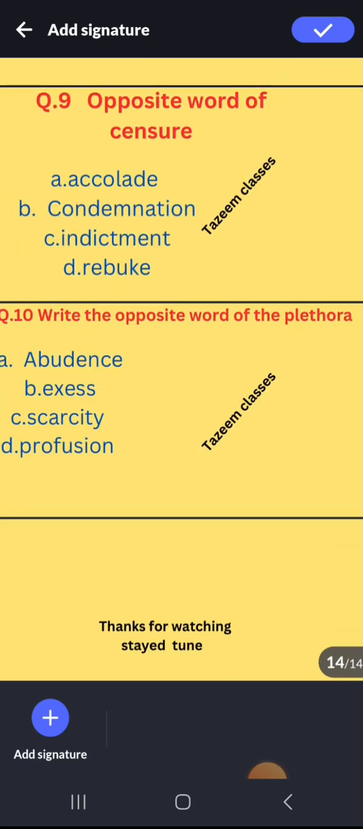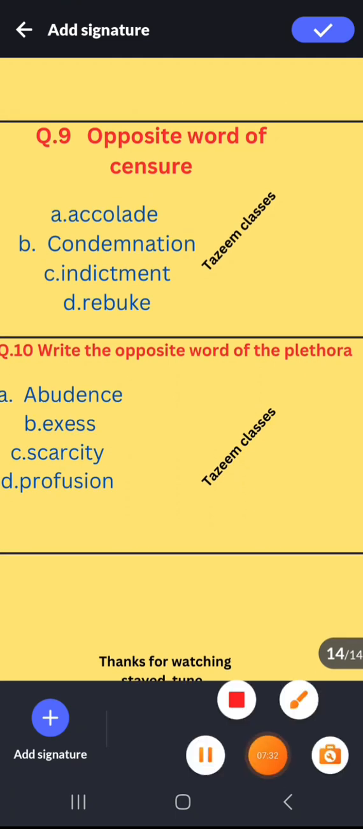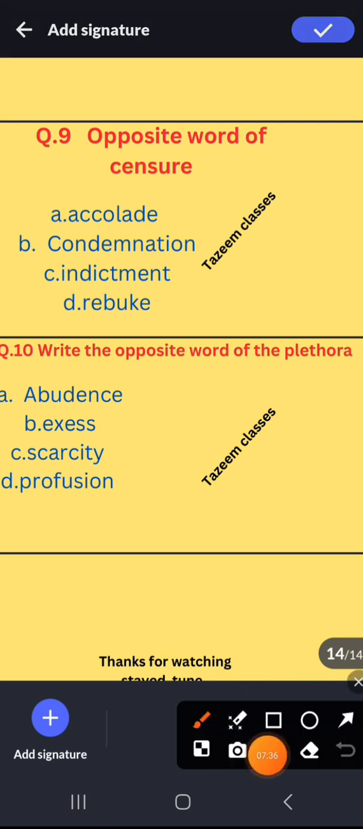Let's move to the next question, question number 10, which is the last question of our video. Write the opposite word of plethora. What will be the opposite word of plethora? Abundance, excess, scarcity, profusion. Plethora means an excess of things, so the exact opposite word is scarcity.